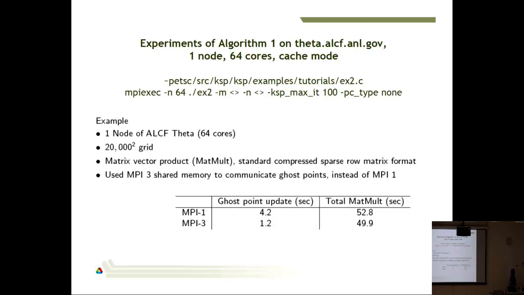Okay, then here's the performance. On the KNL machine, we ran small cases, and I have to tell you the truth, we didn't get good performance. On very large problems, for example, here it's a 20,000 by 20,000 grid on one node, which has 64 cores. So this is shared memory without the distributed part. And then for MPI1, that's the pure MPI. This is unshared. So you can see the ghost point update only takes about one third of the time.